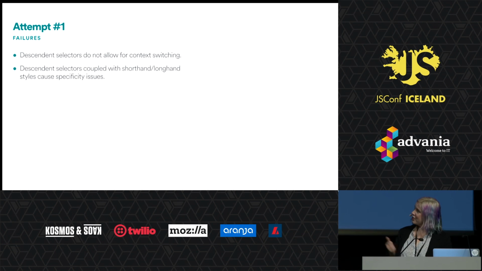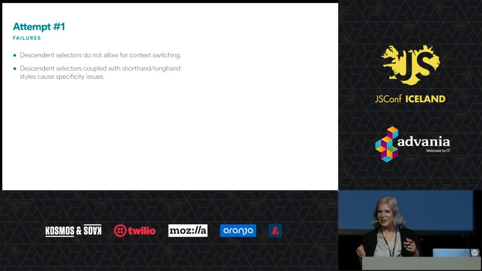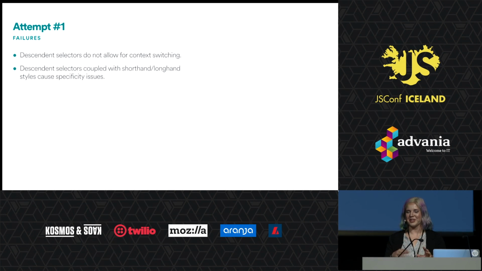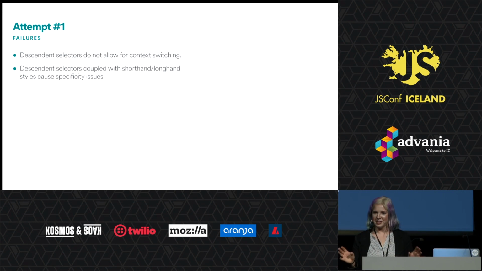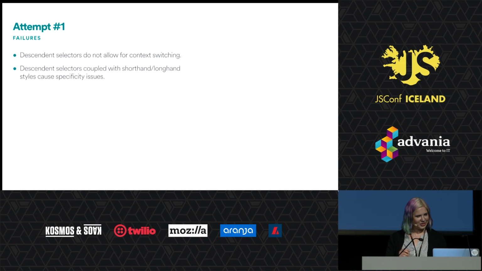Second, descendant selectors coupled with non-directional styles and directional styles, things like border and border-left trying to override each other, actually led to a lot of very strange specificity issues that we began exploring and learning about.